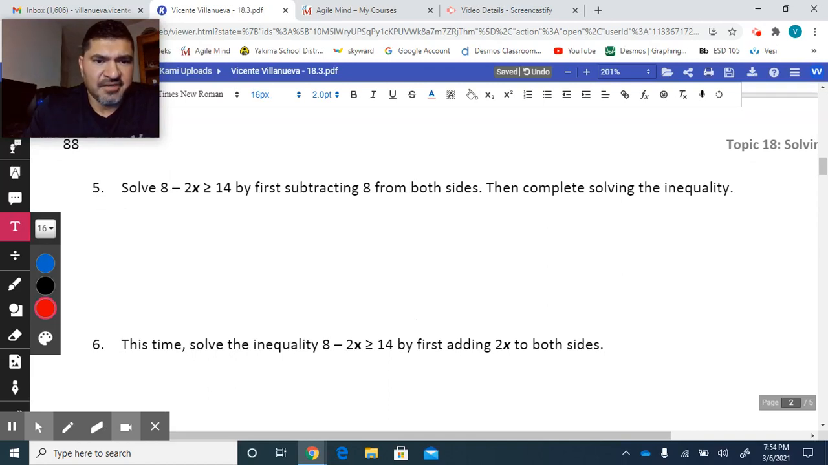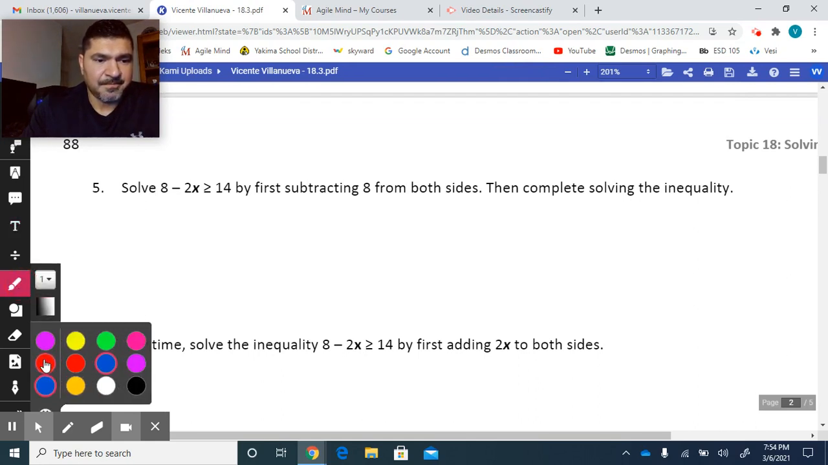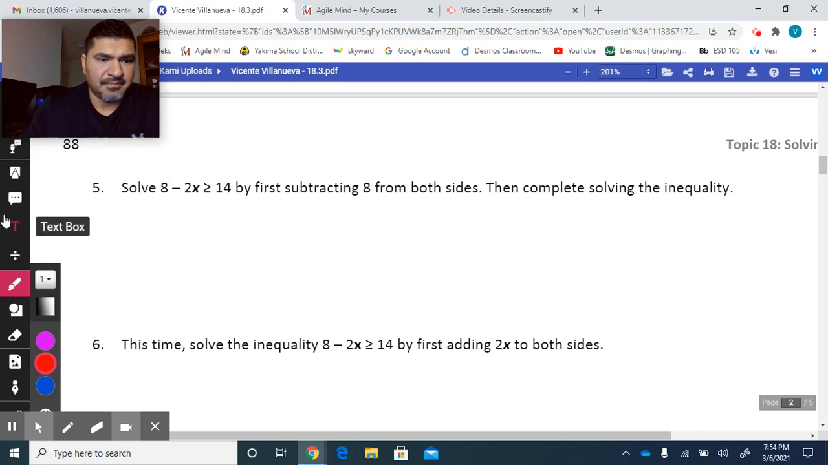It says solve 8 minus 2x is greater than or equal to 14 by first subtracting 8 from both sides. Then complete solving the inequality. Okay, so first they want us to subtract this 8. How do we get rid of positive 8? Well, we subtract 8. So I'm going to go ahead and go minus 8 on both sides.